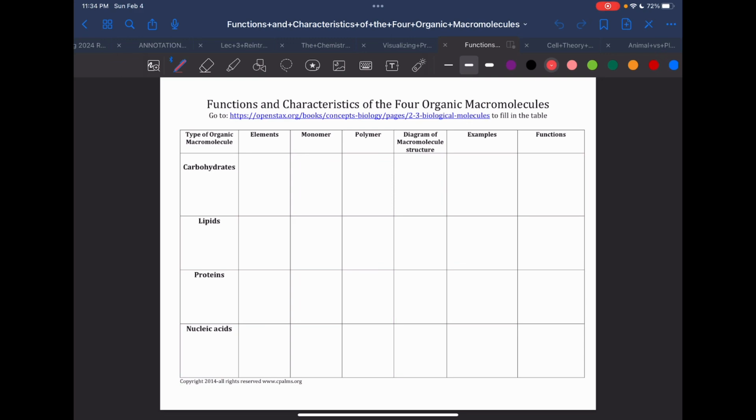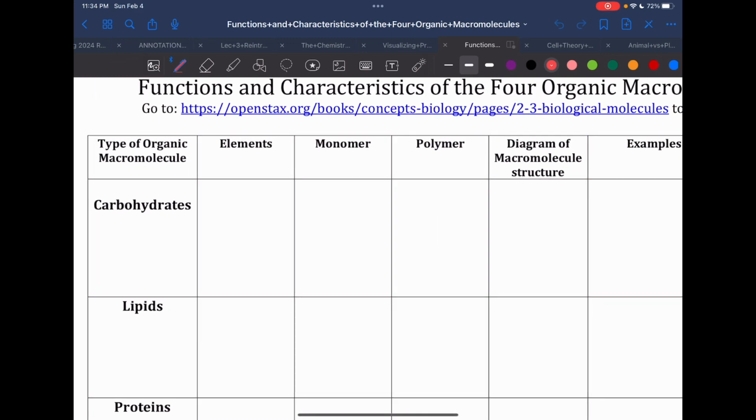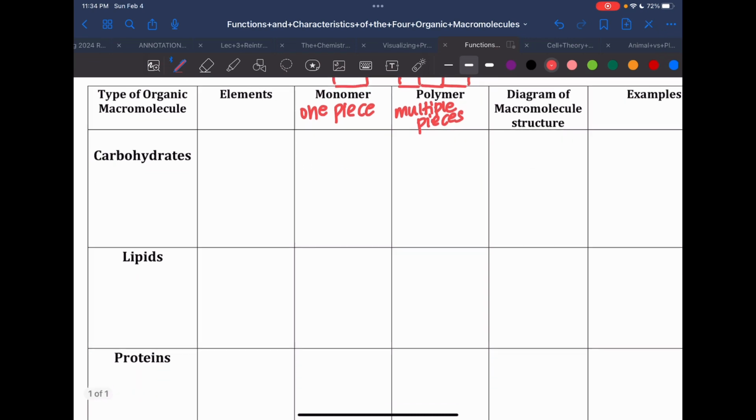So just a quick reminder, monomers are one piece, right? And then the polymer is multiple pieces. If you just think about a Lego, right? One piece of Lego is going to be your monomer, and then multiple pieces of Lego, if you stack them up together or put them sideways, that is a polymer. That's what they are. So to fill out this table, the weird thing is the macromolecule is actually the polymer.